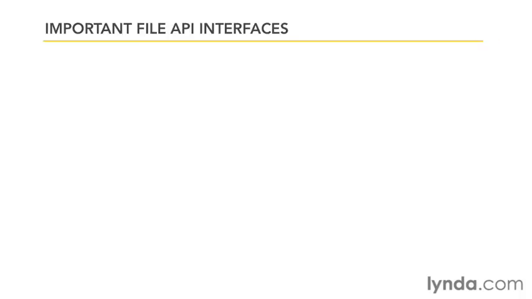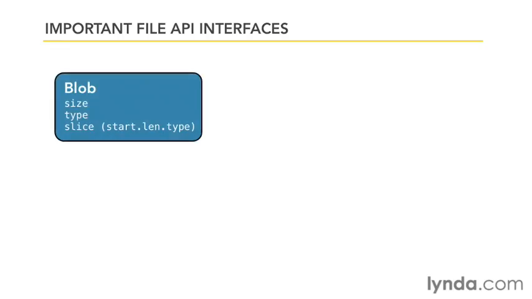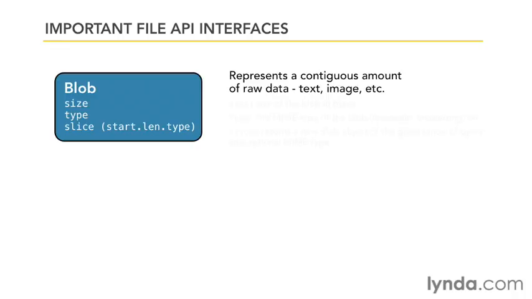Before we start actually working with the examples and building code that works with files, let's take a look at some of the important file API interfaces that we're going to be working with. The first interface is called a blob. And a blob is simply a contiguous amount of raw data, whether that data is text, an image, a PDF, some Photoshop file, doesn't matter. It's just a certain amount of data that's in a contiguous byte stream.